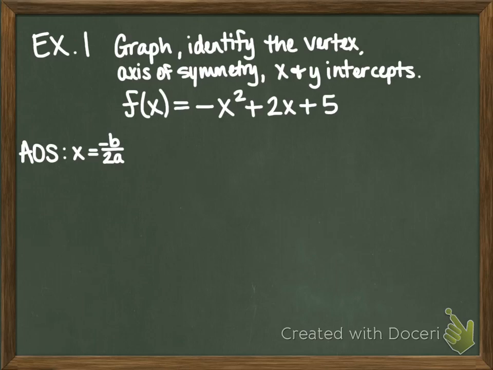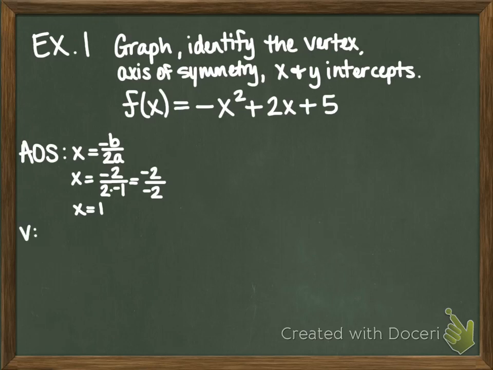For the axis of symmetry, we use x equals negative b over 2a. So the b in my equation is 2, and the a in my equation is negative 1. So it's going to be negative 2 over 2 times negative 1, which is negative 2 over negative 2. And that's going to simplify to just x equals 1. So my axis of symmetry is on the vertical line, x equals 1.